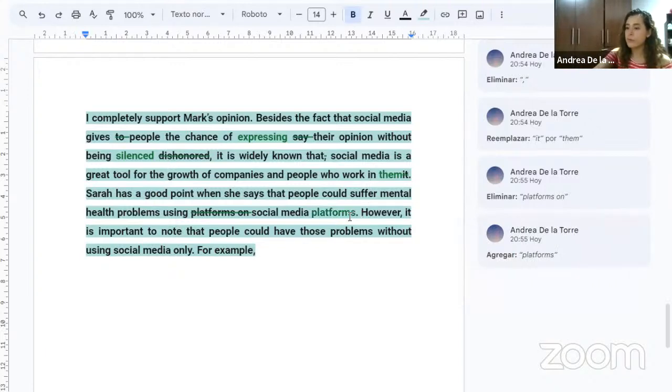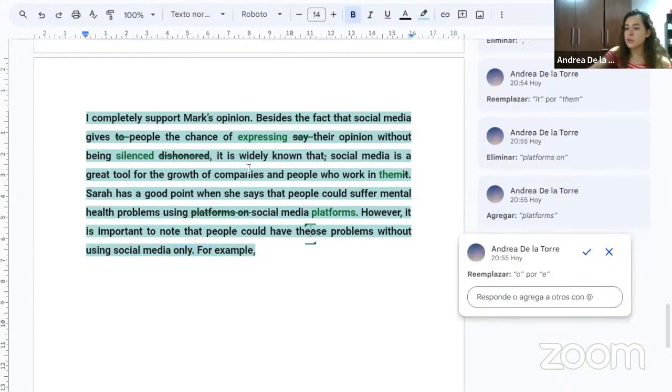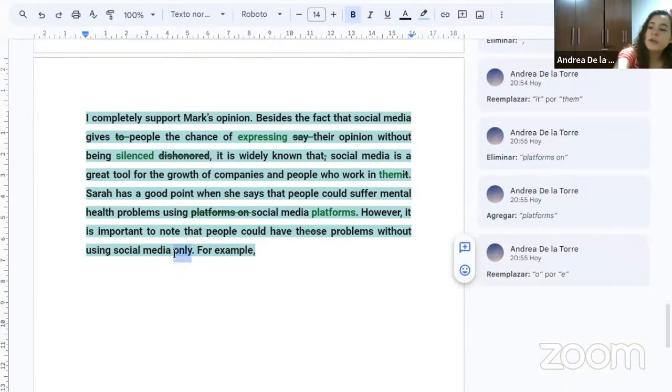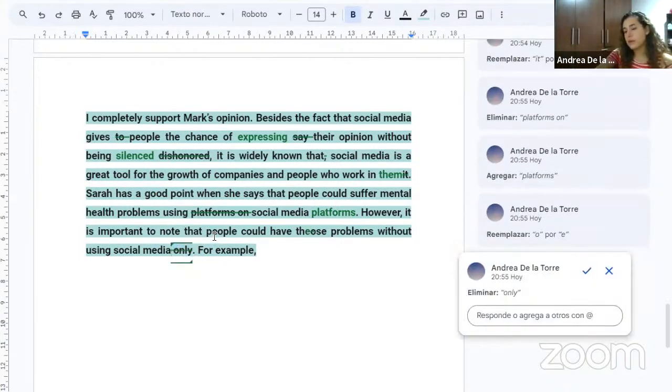However, it's important to know that people can have or could have those problems without using social media. Muy bien, perfecto. Me gusta que está relacionado y cumple la función de contrastar lo que dice, ¿no? Sí es verdad que muchas personas sufren de problemas mentales por las redes sociales, pero también las sufren sin las redes sociales. Entonces, no es realmente el caso de culpa de las redes sociales. So, however, it is important to know that people could have these problems without using social media.